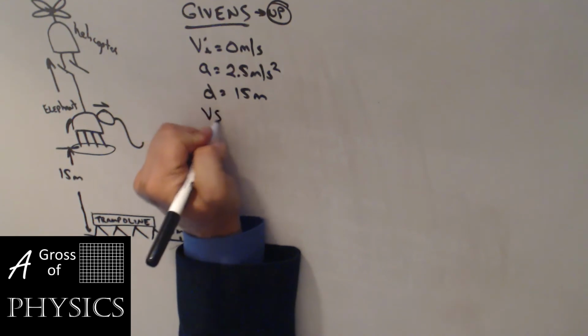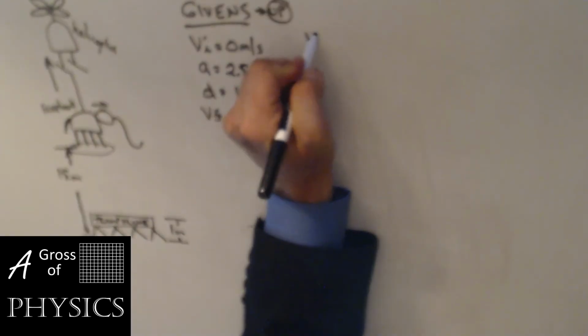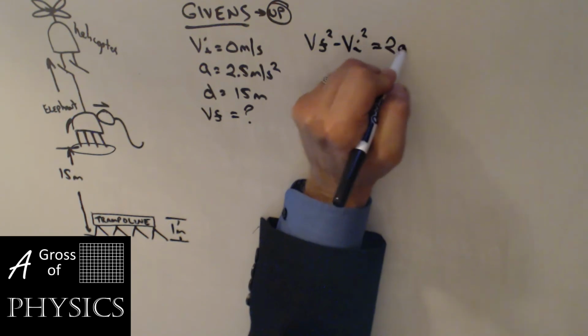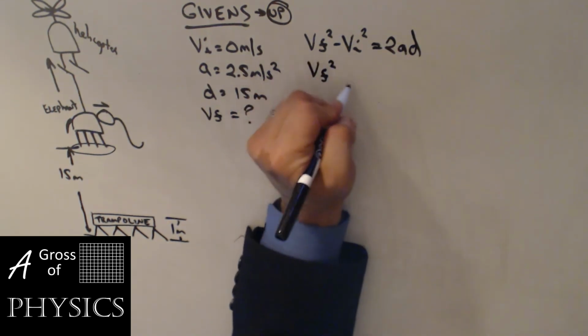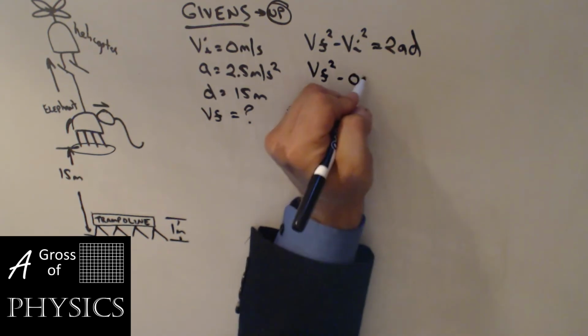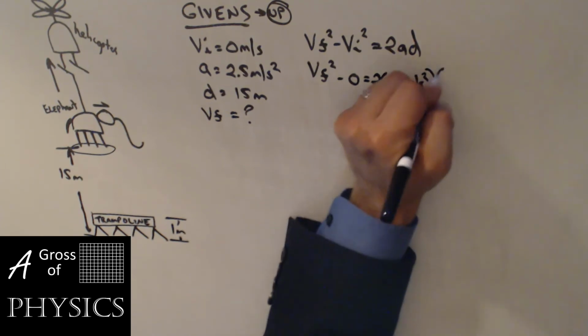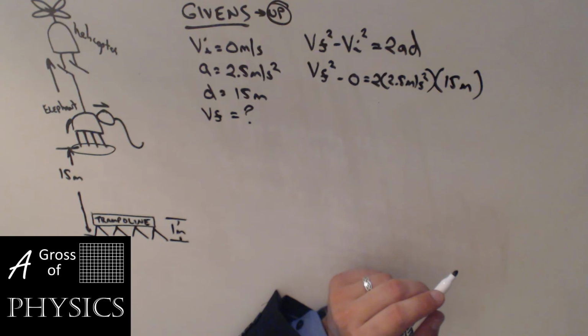So what we're looking for is VF. That's our unknown. Now, you could still find T, you could still find just about any other variable, but VF is going to be useful for the next part of the problem. Now, in order to solve for VF, I'm going to use equation 5. VF squared minus VI squared equals 2AD. VF is my unknown, so VF squared, the VI is 0 minus 0, equals 2.5 meters per second squared, and then D is 15 meters.